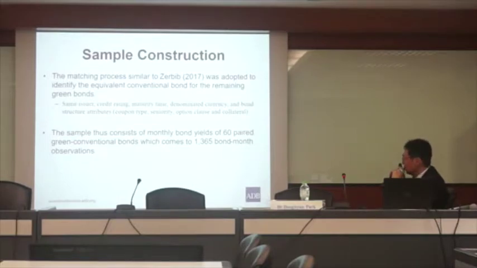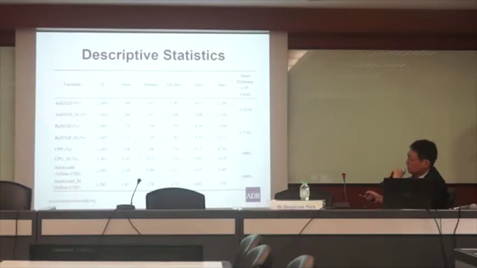Of course, after the green bond and conventional bonds are issued, there's a time series. In other words, we look at their price the next month, and then the next month. If they're issued in January, for example, we look at their price in February and March and so forth. We are using monthly bond yield, and of course for each pair, the time series will be different. There's no reason they have to be the same. So what we get is an unbalanced panel data of 1,365 bond month observations.